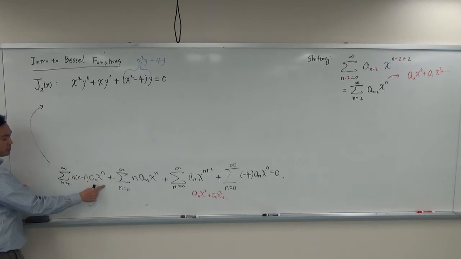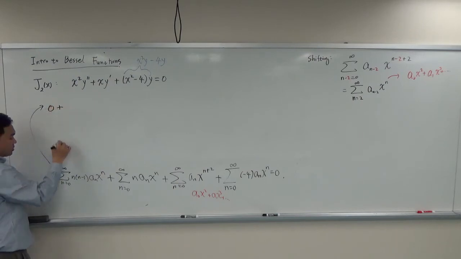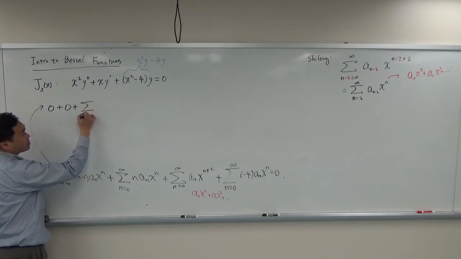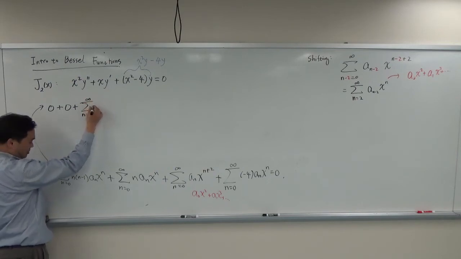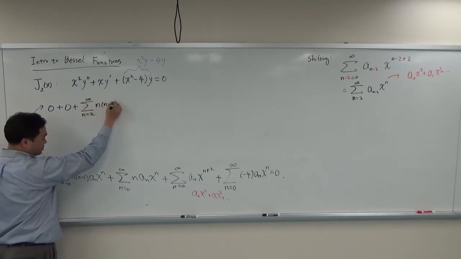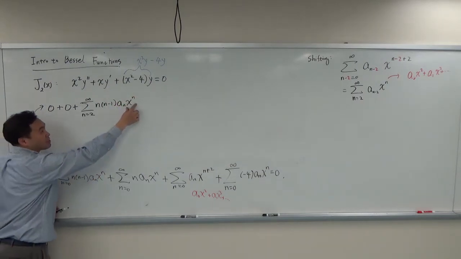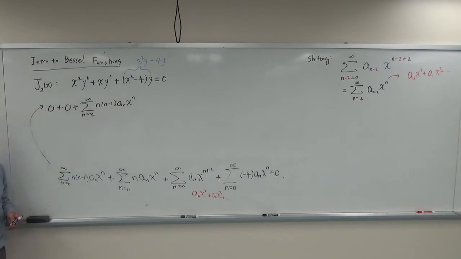When n is 0, what do you get? 0 times anything is 0. The next number is 1, right? When n is 1, what does this become? 0 again. Then after that, n starts from 2, right? So now I can rewrite this as summation n from 2 to infinity of n minus 1 an x to the n. And I love this result because I have x to the n and I have n equals 2. Perfect, right?